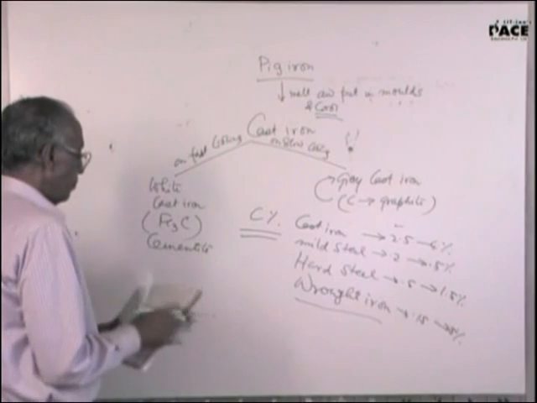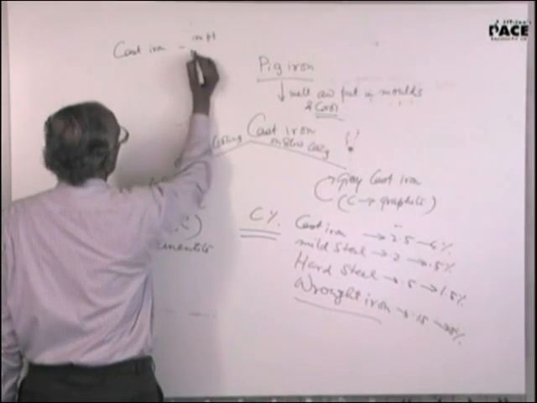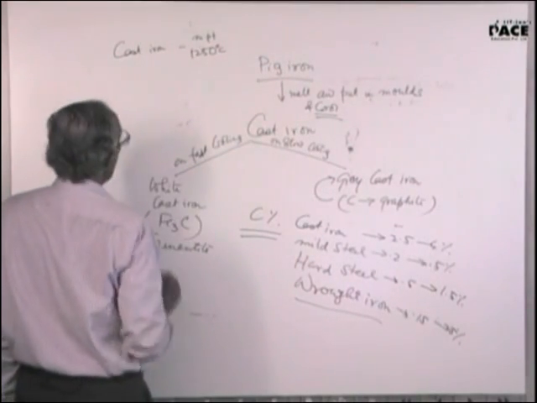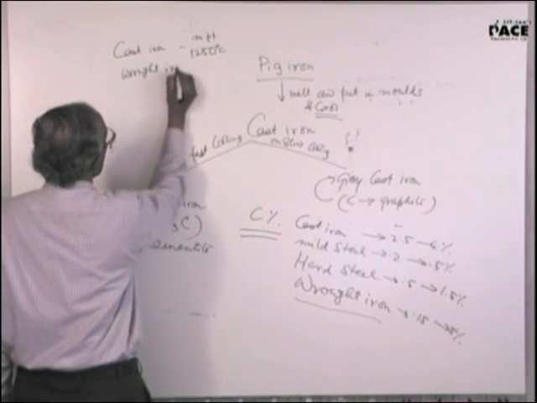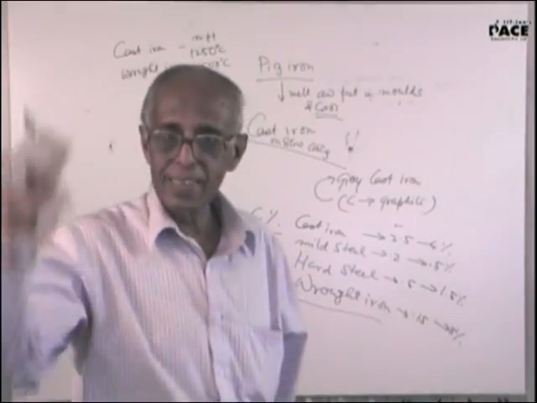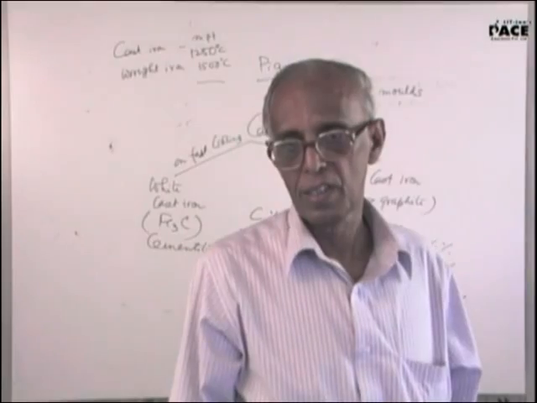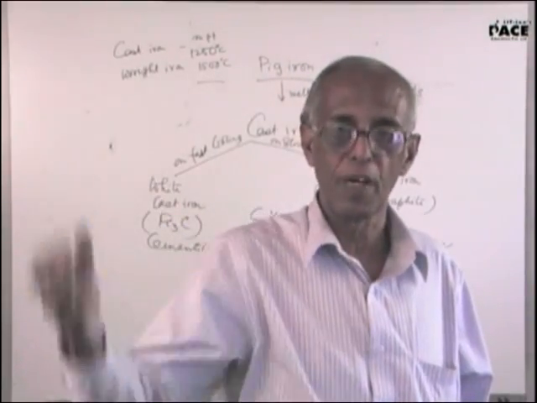Cast iron has a melting point of 1250 degrees Celsius, whereas wrought iron has about 1500 degrees Celsius. So as the impurity increases, the melting point decreases. So lower the impurity, higher is the melting point.